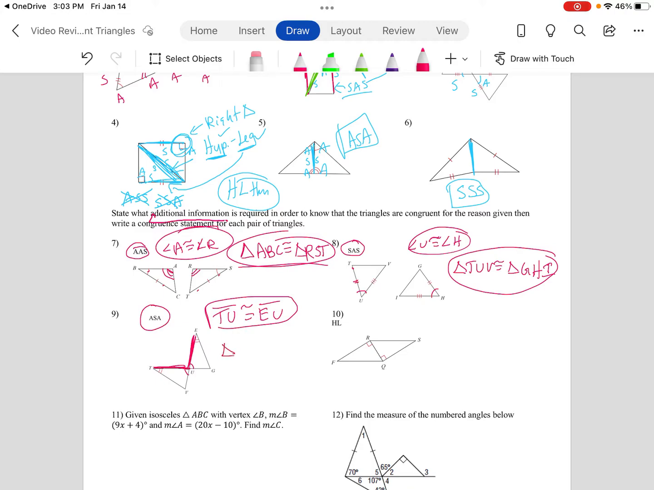And then I write my congruent statement. If I write TUV, that's going to be congruent to triangle EUG. Because T is congruent to E, U is congruent to this U, or they're in the same place, and this V and this G are both congruent.